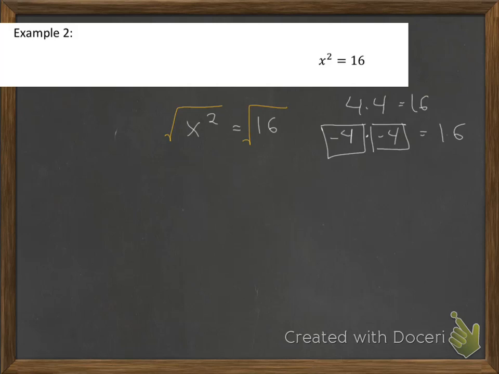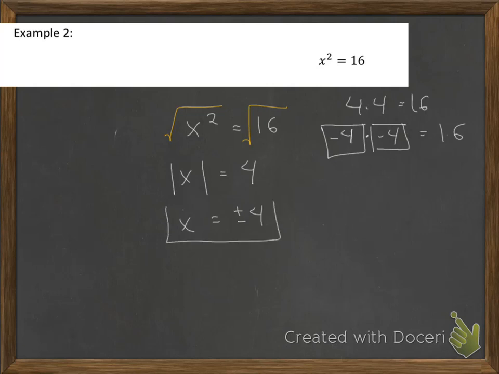So we can't just say that x is equal to 4. One way to express this is we can say that the absolute value of x is equal to 4. Remember, absolute value is the distance from 0 on the number line. So x, in this case, could be positive 4 or -4.